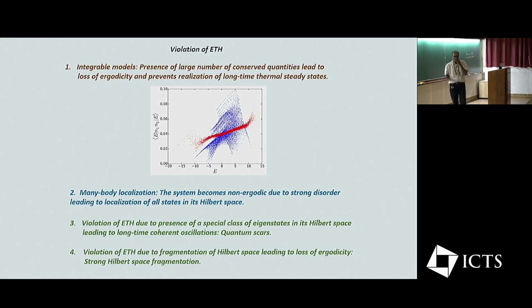And this is going to be a weak violation of ergodicity, because when you start from an initial state and study the dynamics, the breaking of ergodicity, the violation of ETH, is going to show up only if that eigenstate has a good overlap with this special class of states which are quantum scars, okay? Not otherwise. So it's a measure zero state which violates this ergodicity, but nevertheless it is violated.